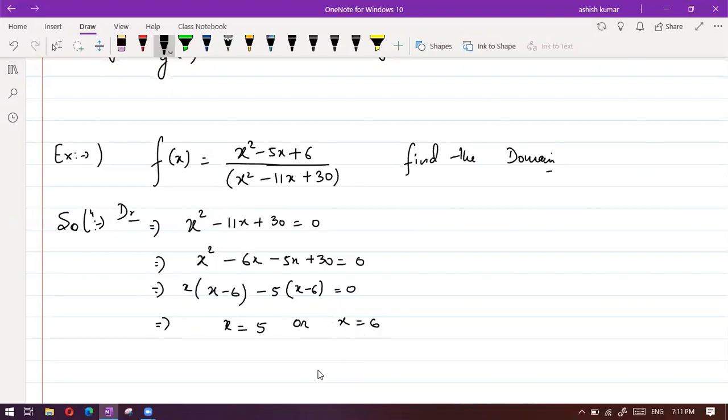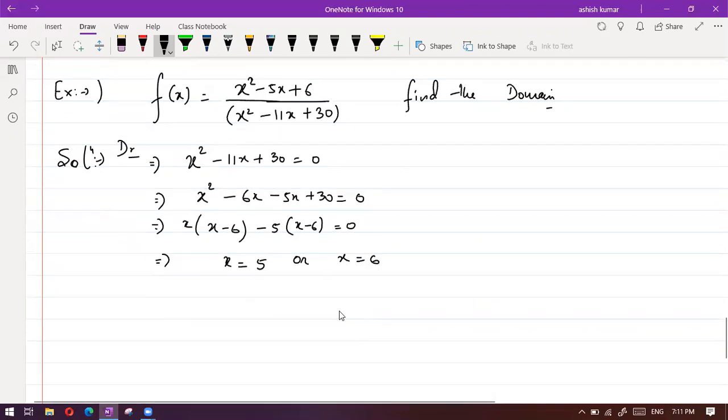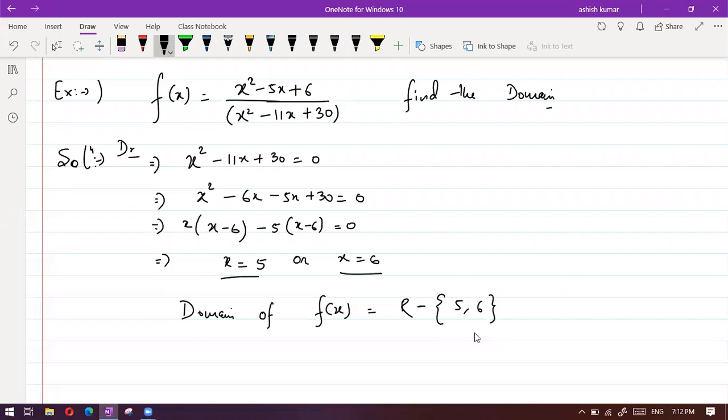Right? So, Ruchita, the domain must be R minus {5, 6}. Exactly. These are the values we are observing, the values where we are getting the denominator as 0. So can we say that for the domain of f(x), because we don't want this 0, we will remove 5 and 6 from the set of real values? That will be our domain.